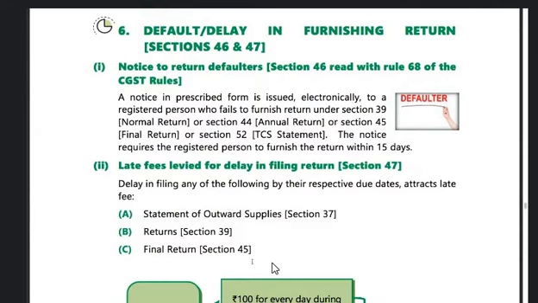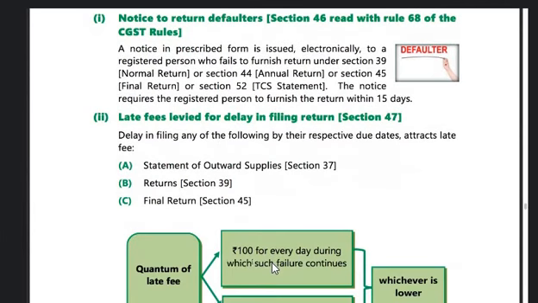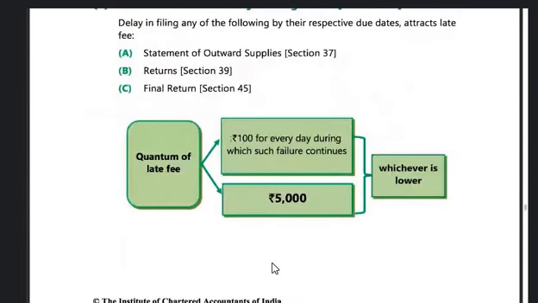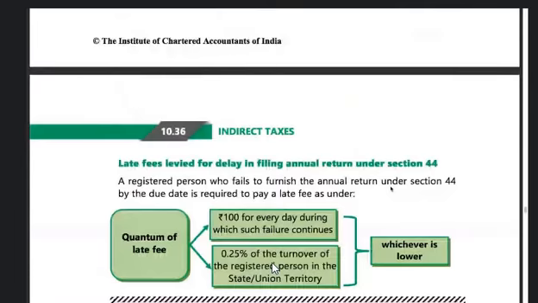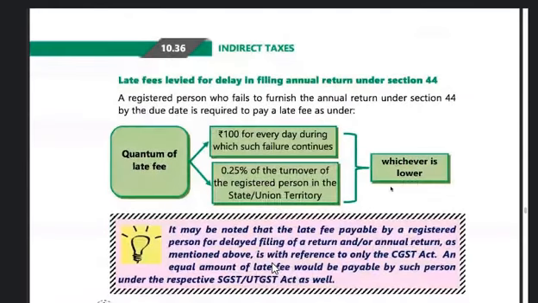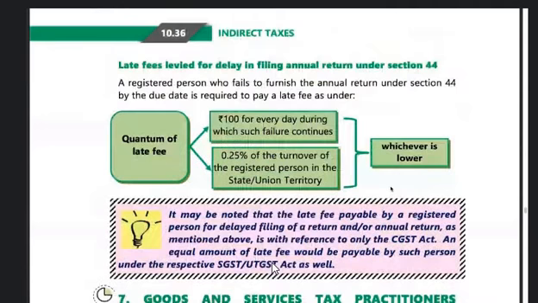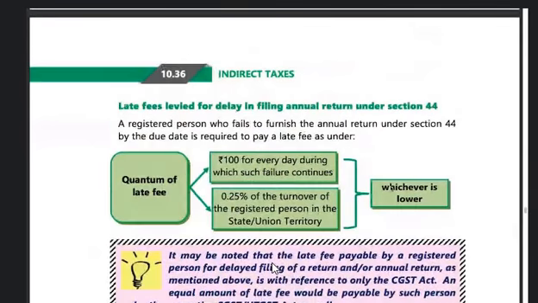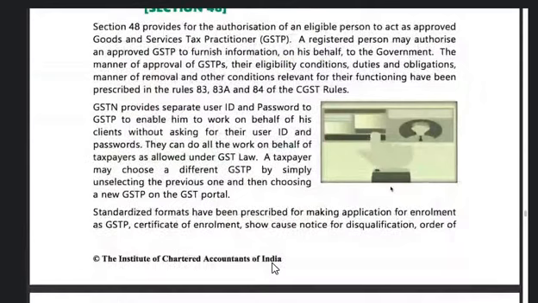in filing the return. So what is the late fee? The quantum of late fee is rupees 100 every day for such failure, or rupees 5,000, whichever is lower. But later on, they have reduced the quantum of the fees. They have made it 25 rupees per day, that is 25 CGST, 25 SGST. And for nil return filers, it is 10 rupees or 20 rupees, the rate has been changed.